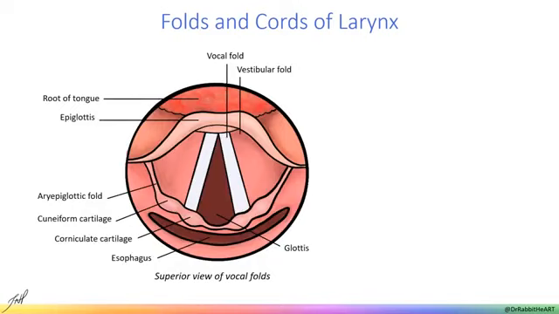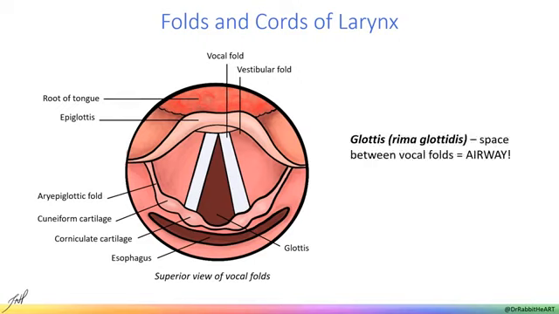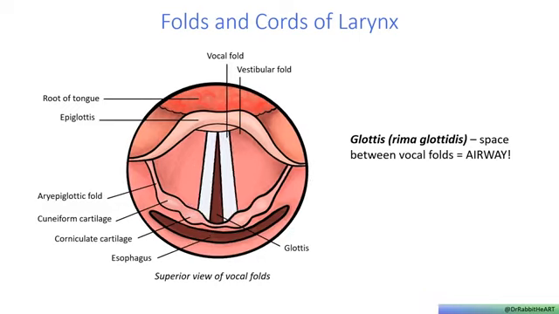When looking at the vocal cords with a laryngoscope, as in this image, we can see both the vestibular and vocal folds. The opening between the vocal cords is called the glottis. This is the airway. Glottis width changes depending on if the person is speaking, where they are mostly adducted, or breathing, where they're mostly abducted.